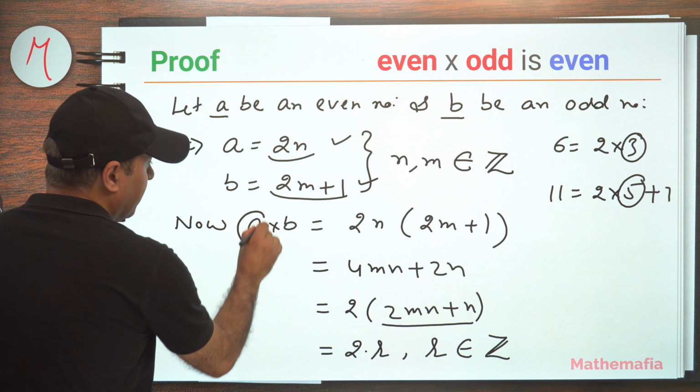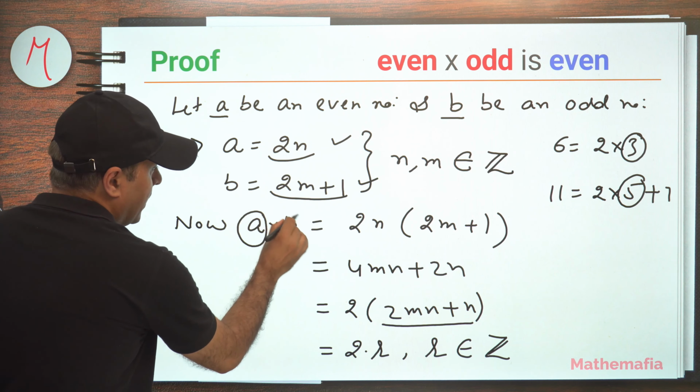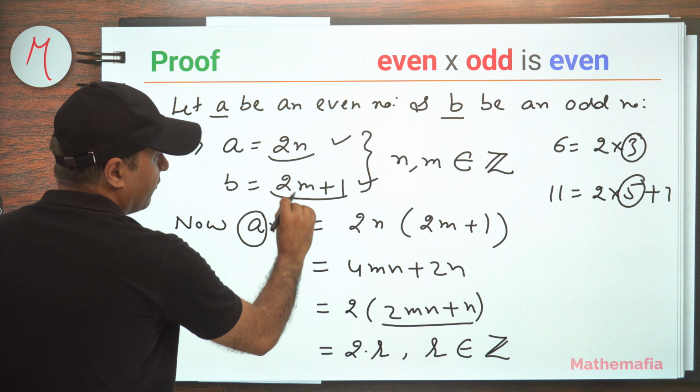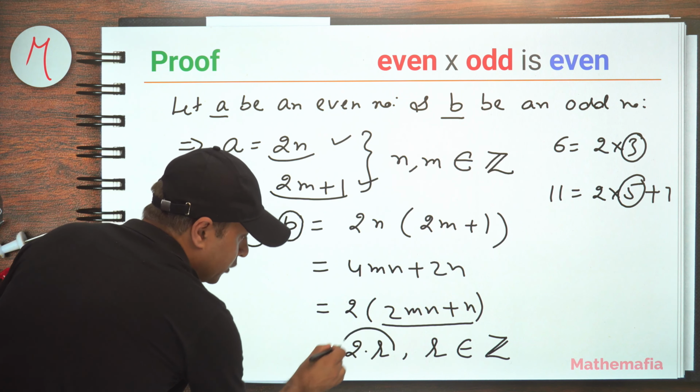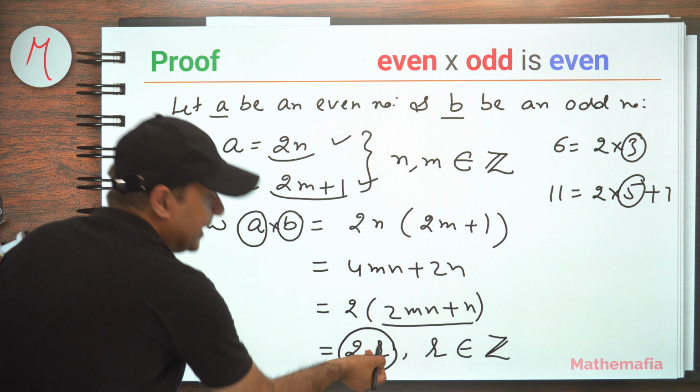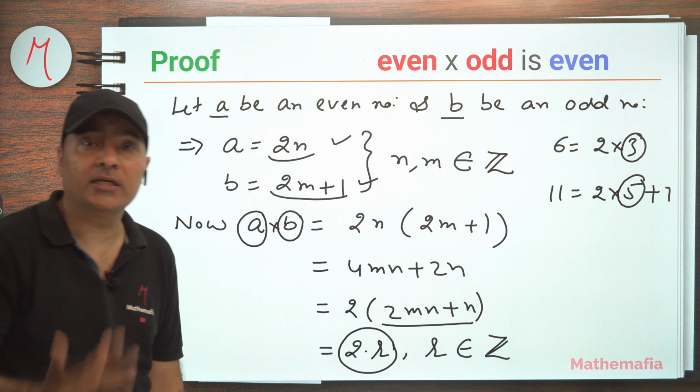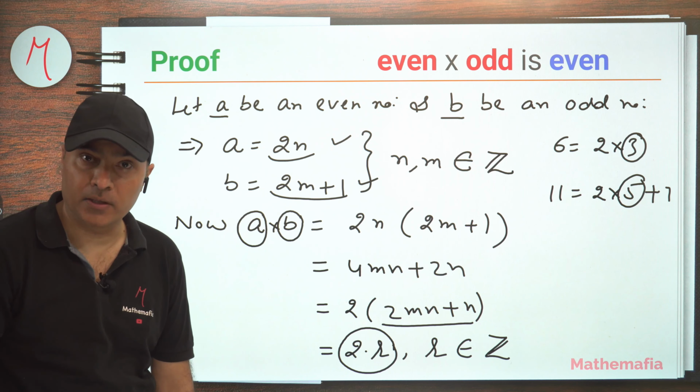A is an even number, right? A is an even number. B is an odd number which is of the form 2m plus 1, but their product is of the form 2 into an integer. So 2 into an integer means this is an even number, right?